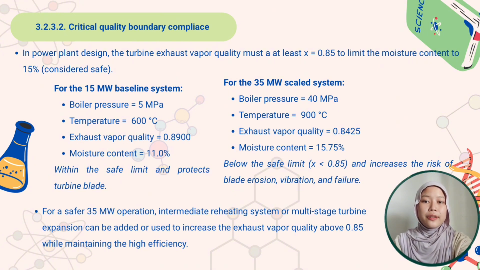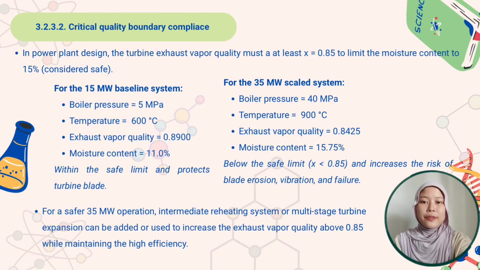However, for the scaled 35 megawatt system operating at 40 megapascals and 900 degrees Celsius, the exhaust quality decreased to 0.8425. This falls below the recommended safety limit and increases the risk of blade erosion, vibration, and possible mechanical failure. Therefore, simply increasing pressure and temperature is not enough to guarantee safe operation. Additional cycle modifications are required to maintain both efficiency and reliability.